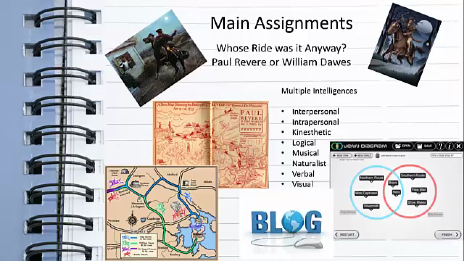The multiple intelligences that are addressed are interpersonal, intrapersonal, kinesthetic, logical, musical, naturalist, verbal, and visual.